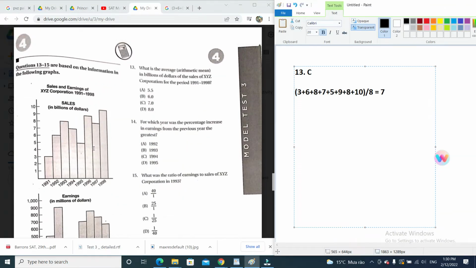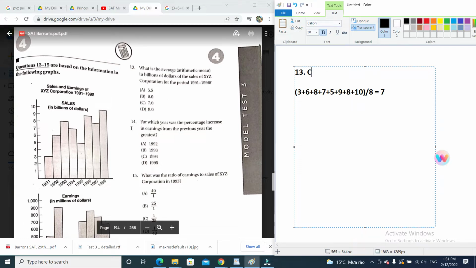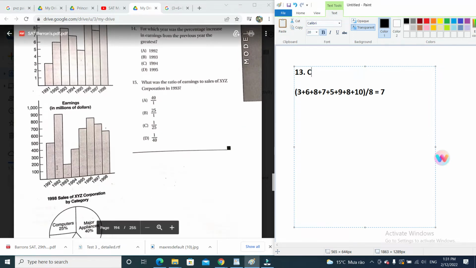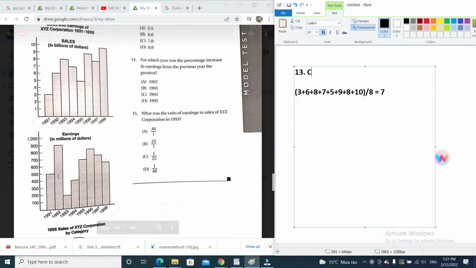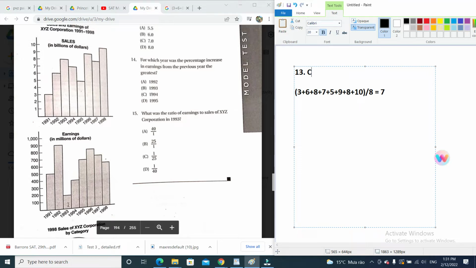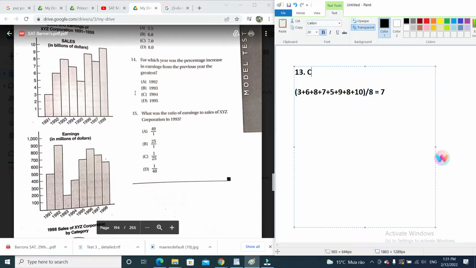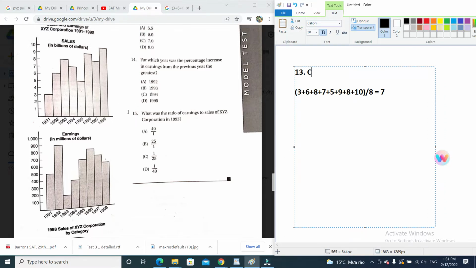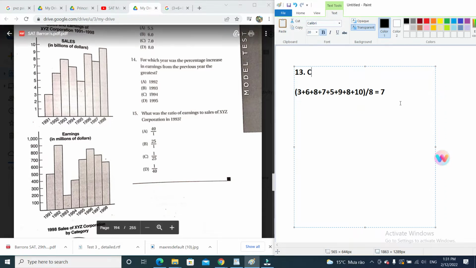Number 14, for which year was the percentage increase in earnings from the previous year the greatest? The options are 92, 93, 94, or 95. So they asked about the increase in earnings. We can omit 93 because in 93 there's a decline, not an increase, it's a decrease. So it's going to be A, C, or D. So we have to calculate it out.